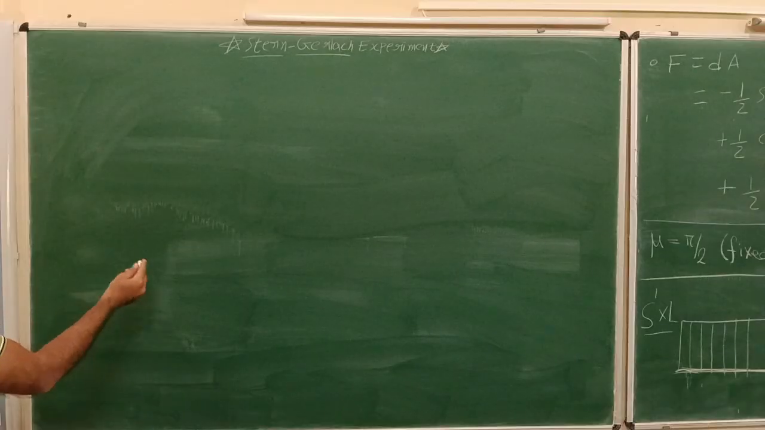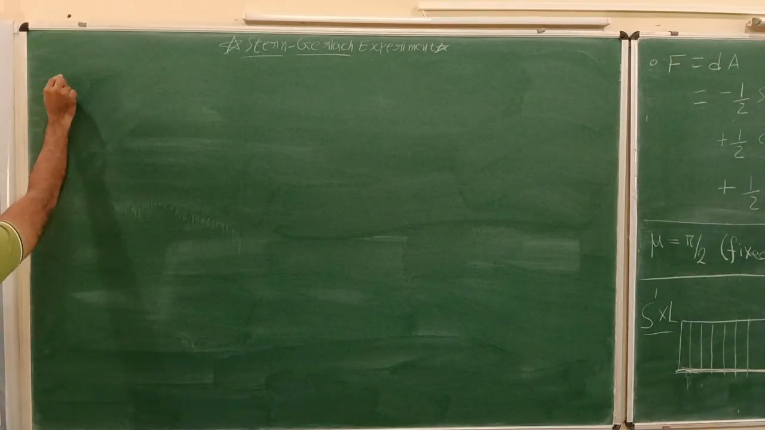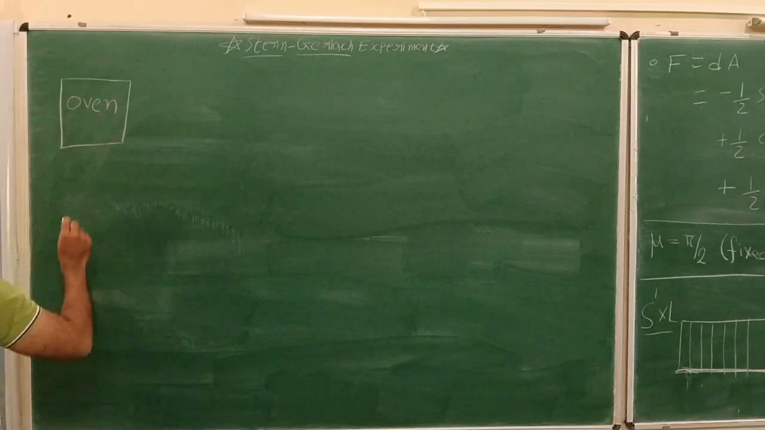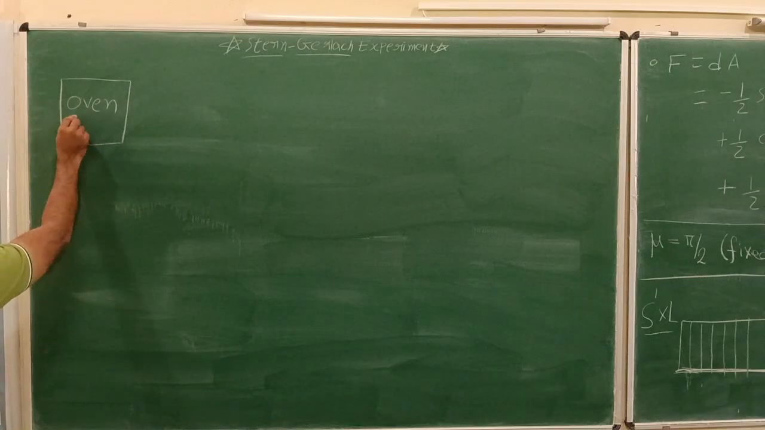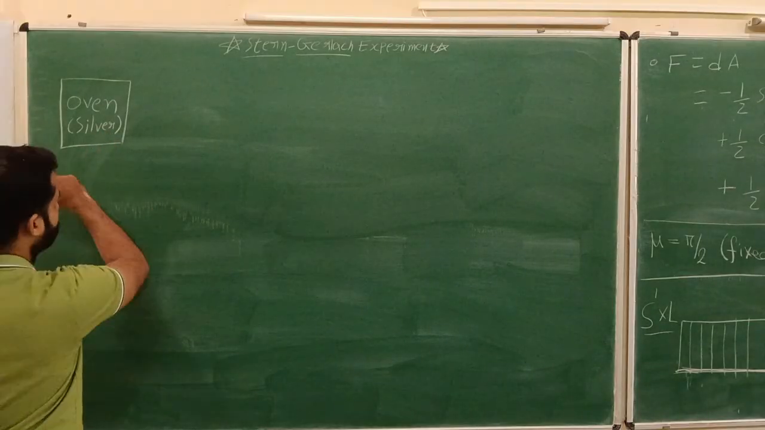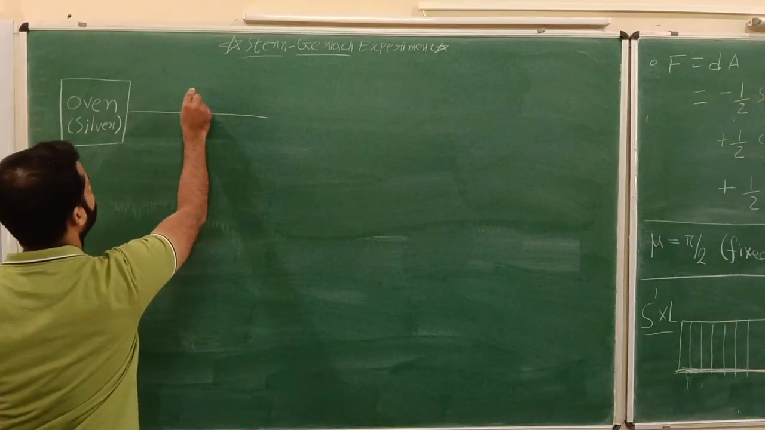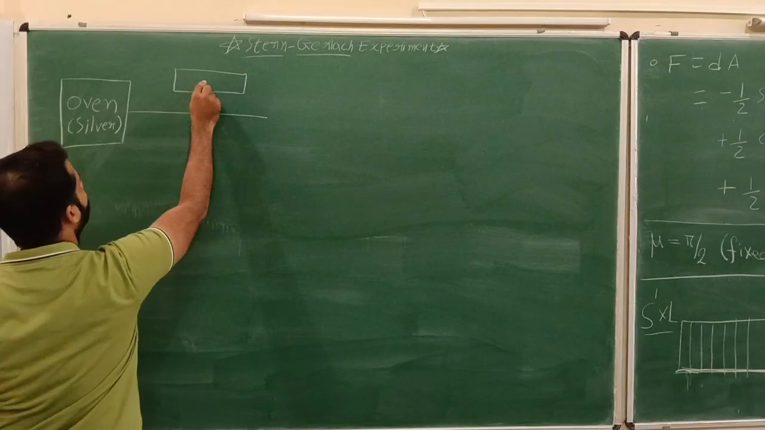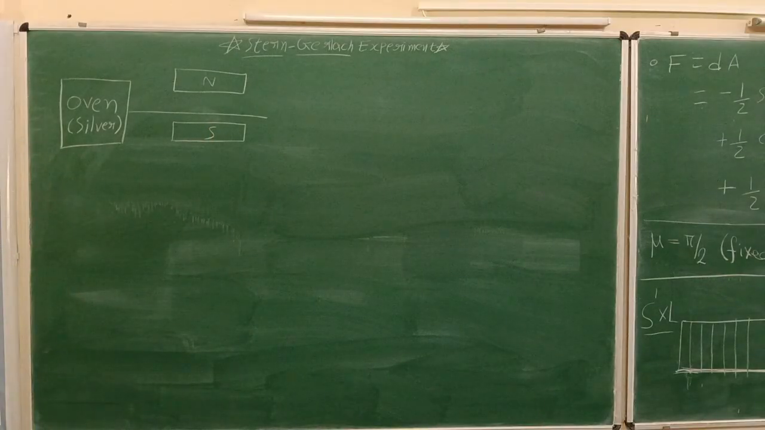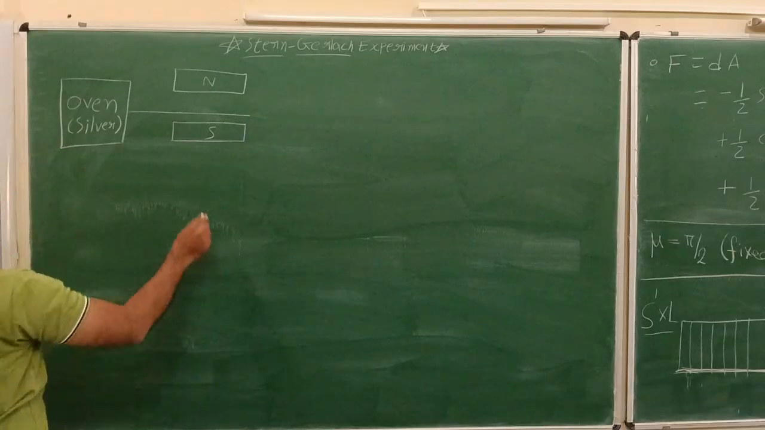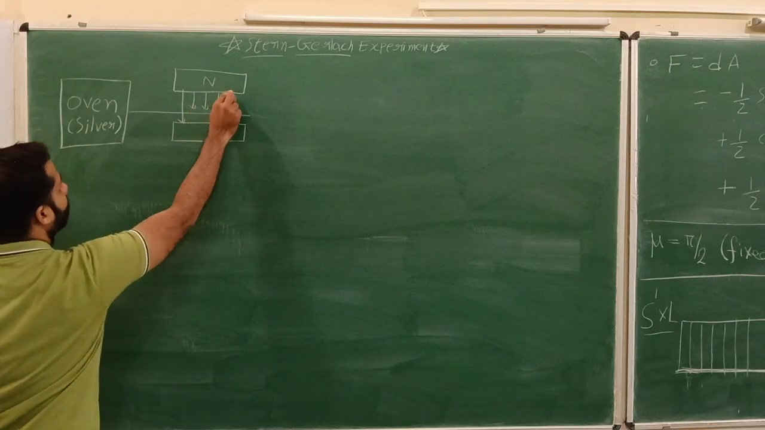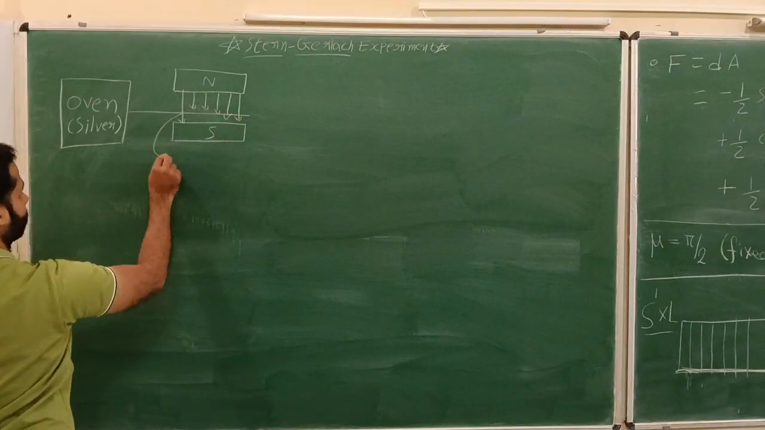So this is the basic schematic diagram. There is an oven, and silver atoms are heated and are sent through a magnetic field gradient. This magnetic field is not homogeneous.